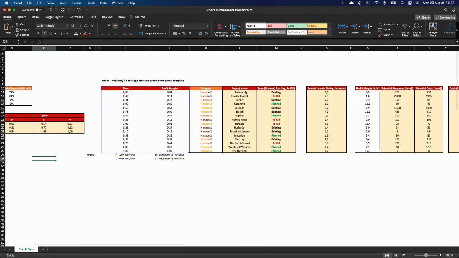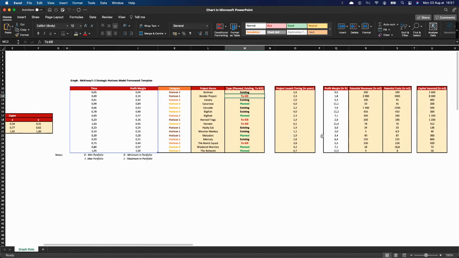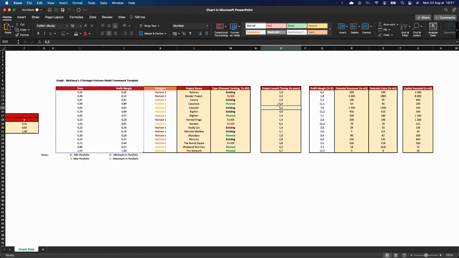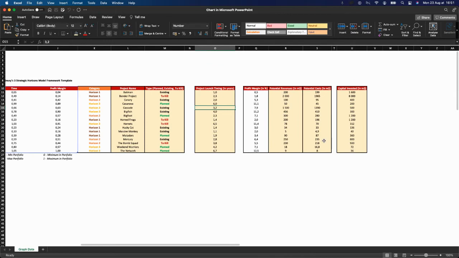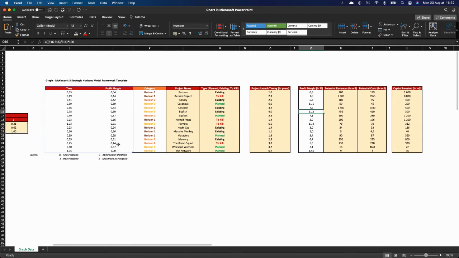Behind this, there's basically an Excel model, which is this very simple one, where you have to input quite a number of fields. Of course, first the different projects of your company, the type. So, do they exist? Are they to kill? Or are they planned? And that can be influenced by the results of the model. The project launch timing, so in years, and then a few financial indicators. So potential revenues, potential costs, and the capital you invest, and that will basically determine profit margin, which can be then used to calculate the x and y axes which you have here.